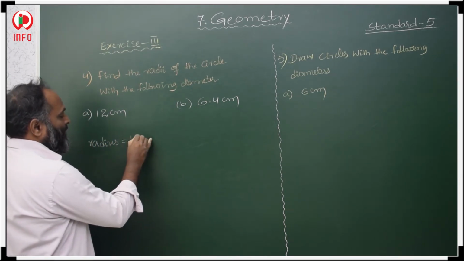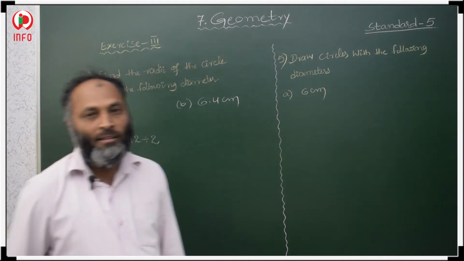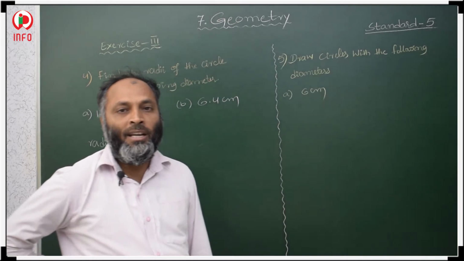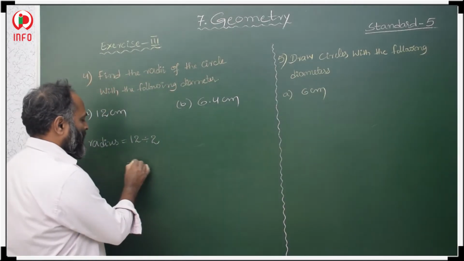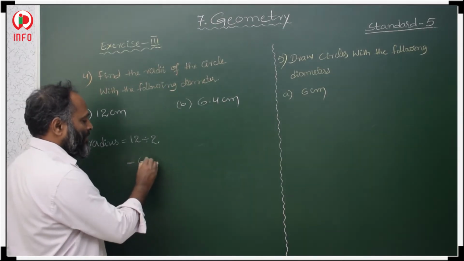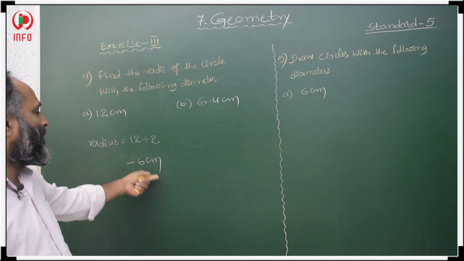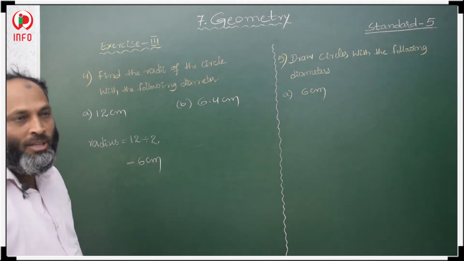For the radius we have to divide the diameter by 2. If you divide the diameter by 2, then you will get the radius. Then in the 2 table, when you get this 12, 2 sixes are 12, so 6 centimeters. If the diameter is 12, then the radius is half of it, which means 6 centimeters.